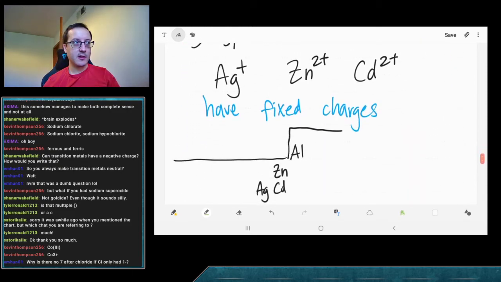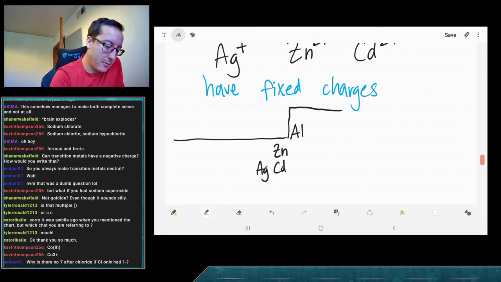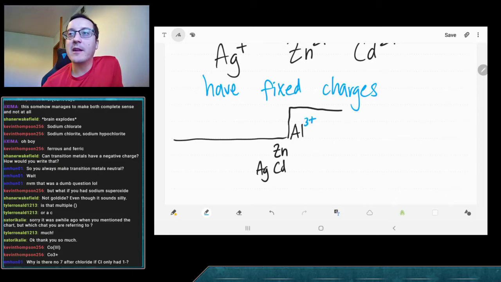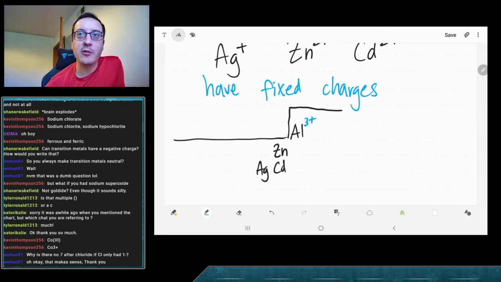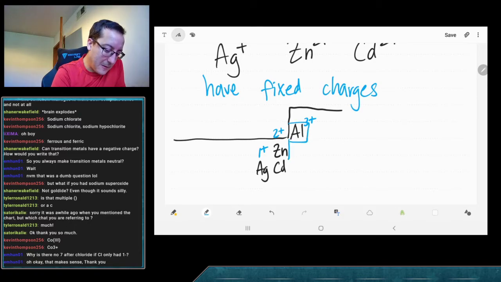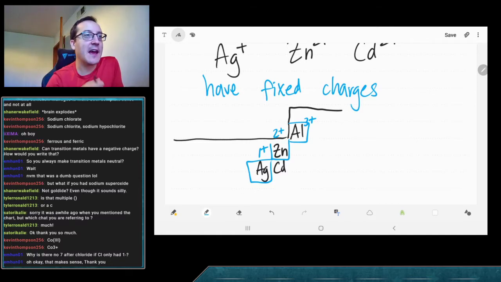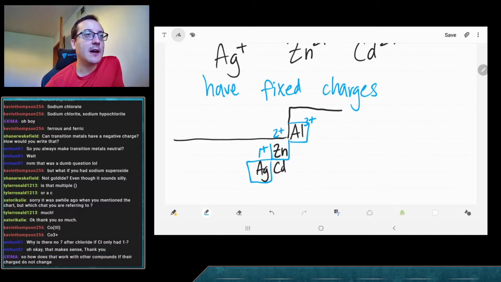Okay, so here's our special trick. Alrighty, so we know that aluminum is 3+, right? It's in group 13. If you want to do it this way, they are diagonal next to each other, 3, 2, 1. If you just go diagonally down from aluminum, how does that work with it?